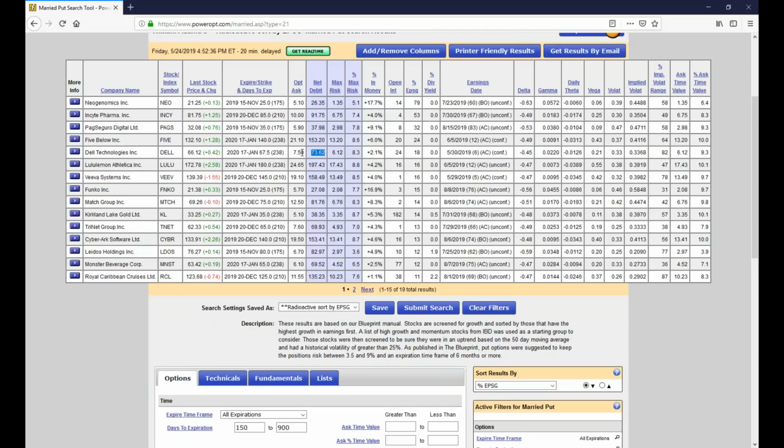Why would I add $7.50, more than 10% of the underlying stock price, to buy a put? Because it's the only way to guarantee a single-digit risk. This is actually too high for me, but I'm sticking with this one for a specific reason. All right.